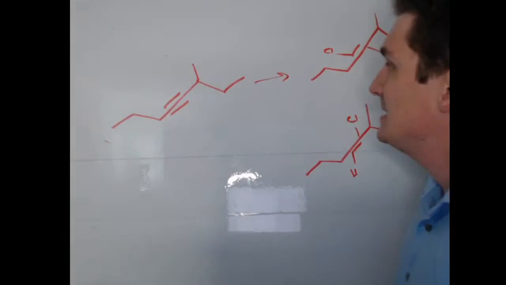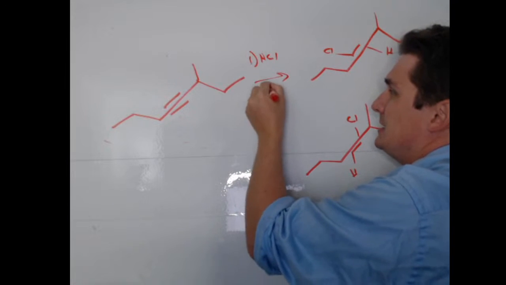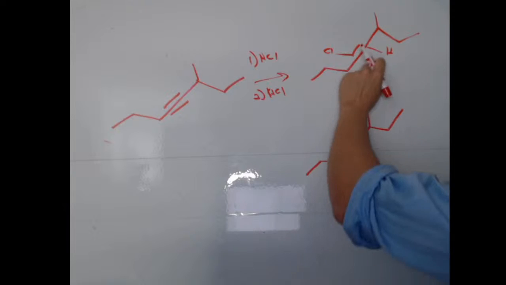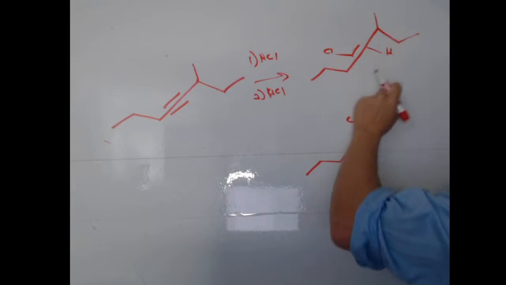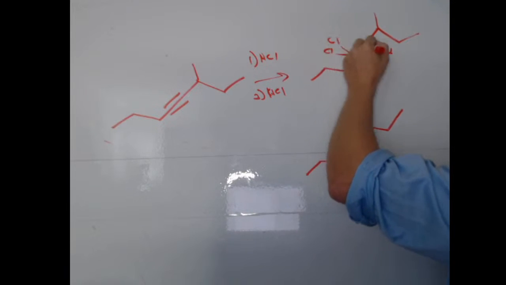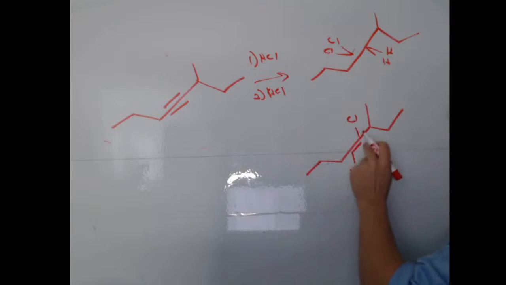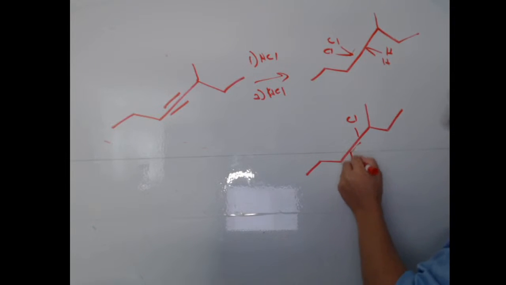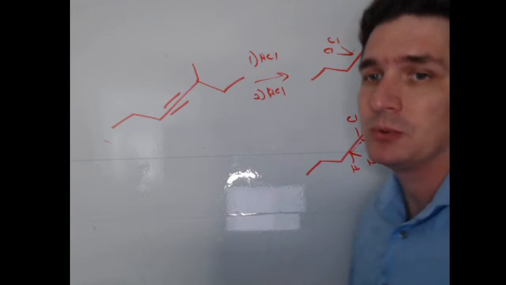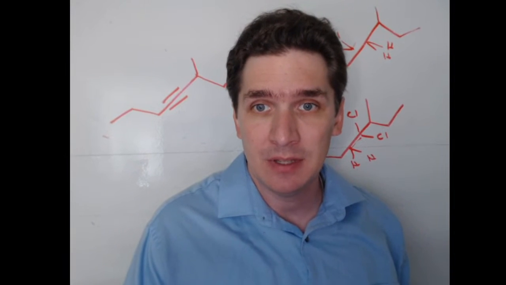Now, when we add the second equivalent, so that's your first HCl. When we add our second HCl, we now have a more substituted carbon for both cases. This one contains a hydrogen and a carbon. This one contains a chlorine and a propyl group. So we add our second equivalent of HCl. It has to go to the one that had the chlorine on it because it's now become the more substituted one. The same thing is true of this one. We're going to have to add that chlorine to the one we already had the chlorine on, because that made it the more substituted one.